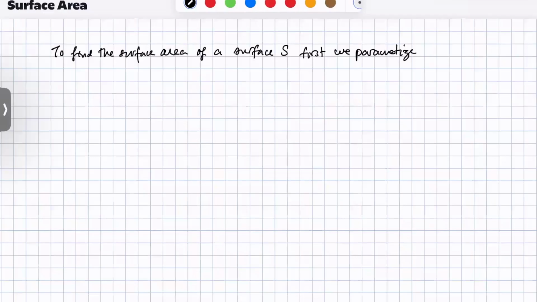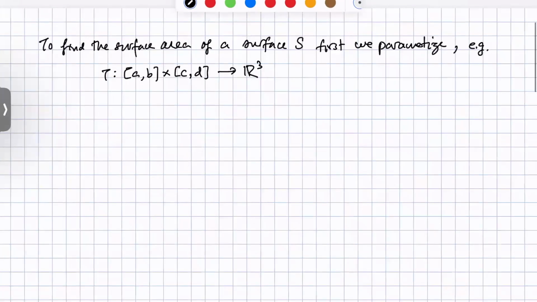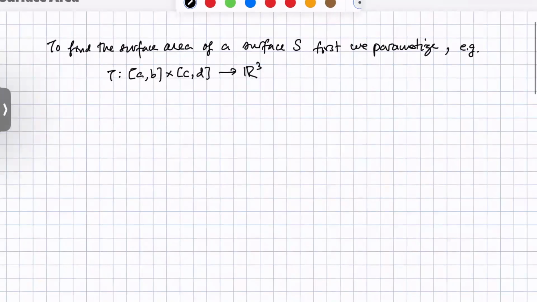For example, suppose you have a parametrization from a rectangle [A,B] cross [C,D] into R3. Now, not all parametrizations start with a domain of a rectangle, but we can get into those a little bit later. And write T in terms of its coordinates: T(u,v) equals x(u,v), y(u,v), and then z(u,v).